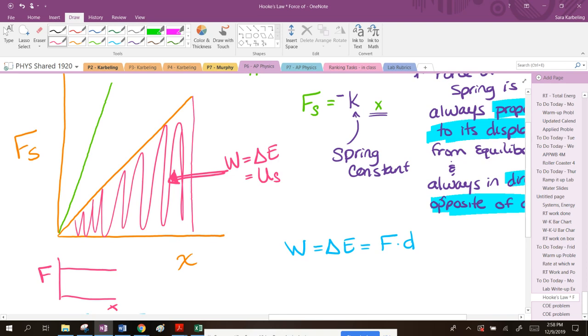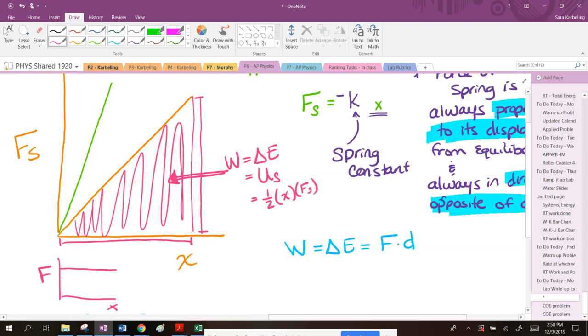It is equal to, you know how to find the area of a triangle, don't you? It's one half base times height. So we're going to do one half. The base is the displacement, x, and the height is the force, the spring force.